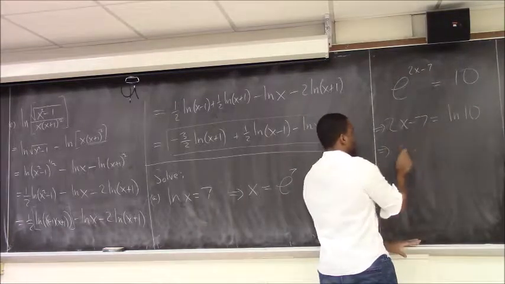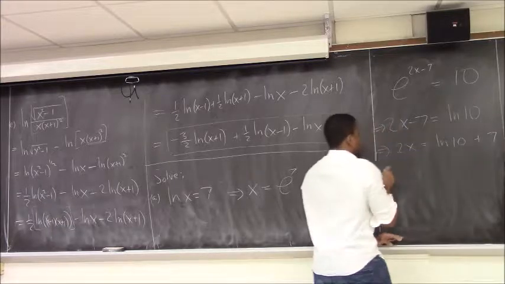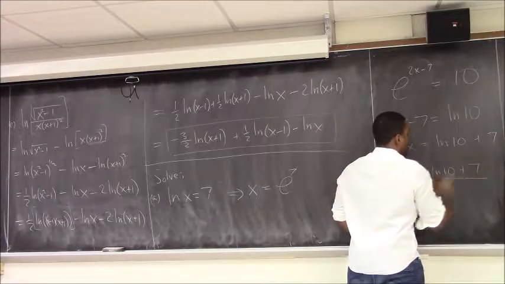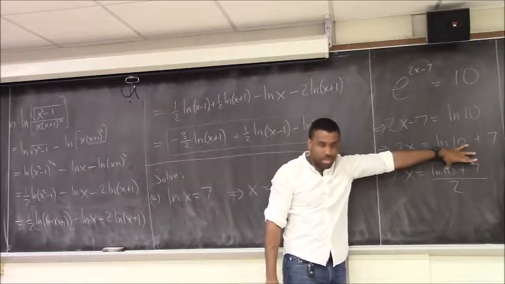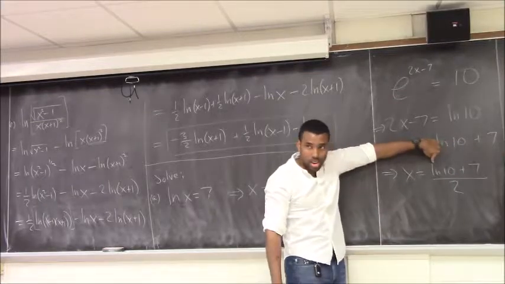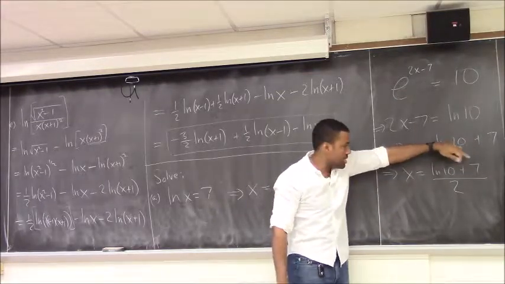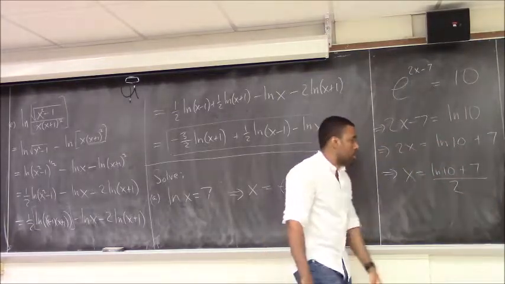And then from here it's just algebra, so this is 2x is equal to ln of 10 plus 7. And this means that x is equal to ln of 10 plus 7 all over 2. Do not add the 10 and the 7, right? Because the 10 is inside a logarithm. It's not out in the open. Okay, so you can't actually move things inside of the ln. This guy is stuck inside of an ln. The 7 is being added separately.